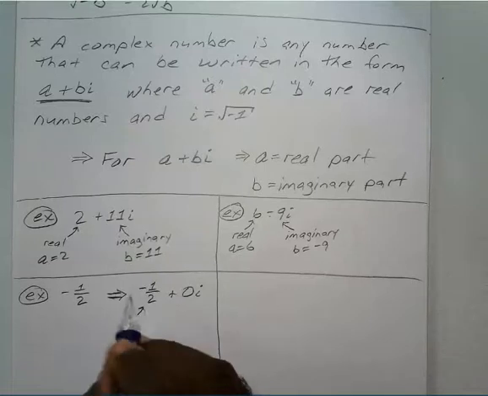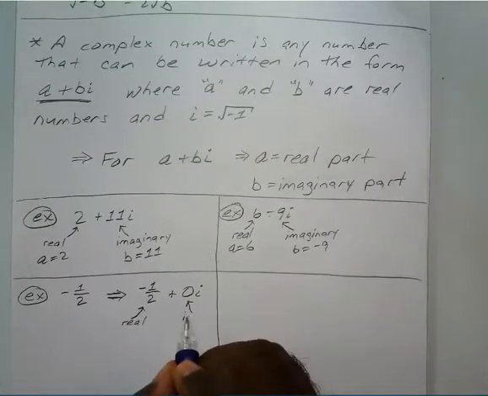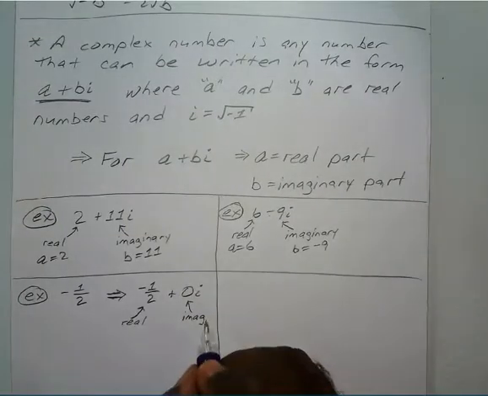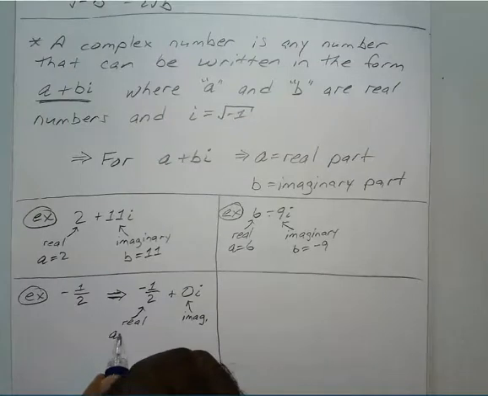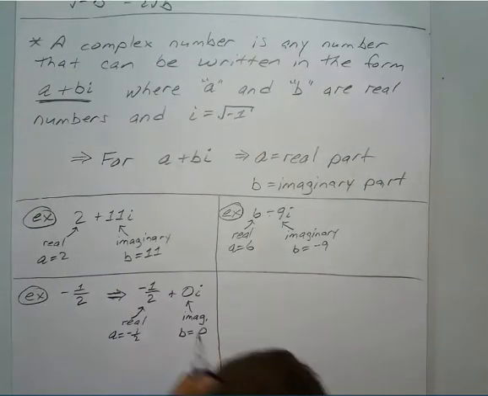Okay, so in this case, you have your real part and your imaginary part, where a is equal to negative 1/2 and b is equal to 0.